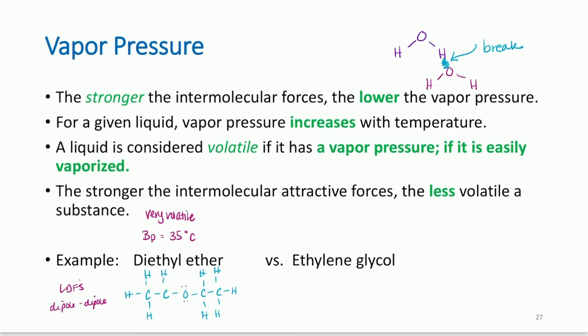You can actually hold this in your hand and boil it with your hand because body temperature is 37. So it easily escapes into the vapor phase. It has a high vapor pressure. It's very volatile. Ethylene glycol, on the other hand, looks like this.